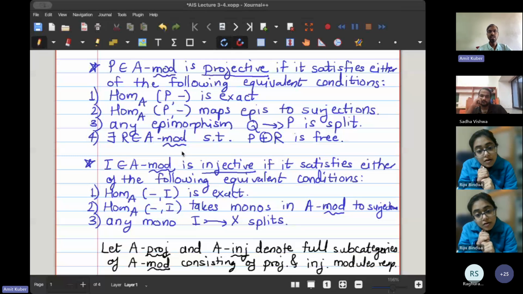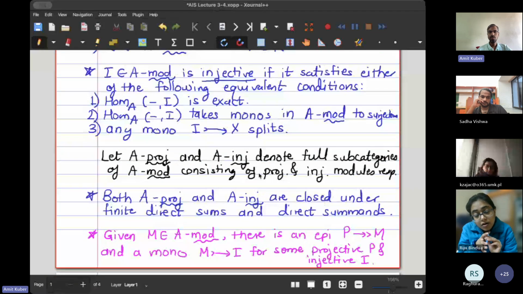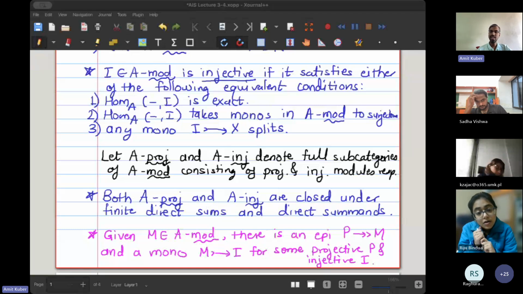So we just give some names. A-proj and A-inj are the full subcategories consisting of projectives and injectives. We'll need these categories. And they are both closed under direct sums as well as direct summands. Finite direct sums, finite direct summands. Okay. These are some interesting properties.